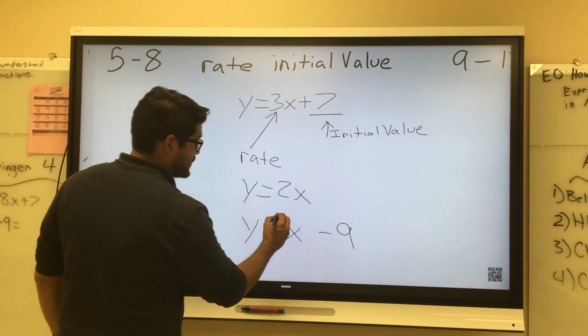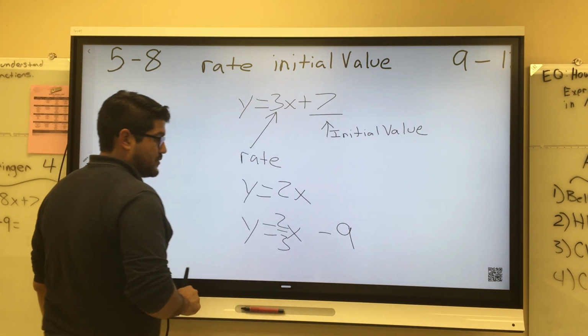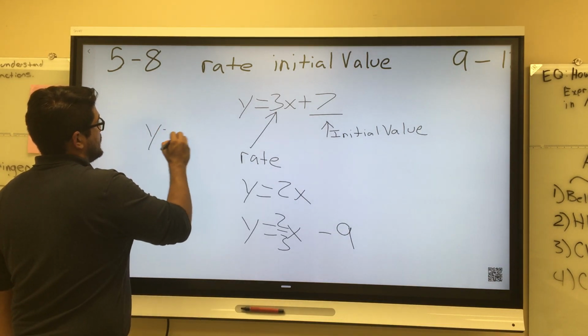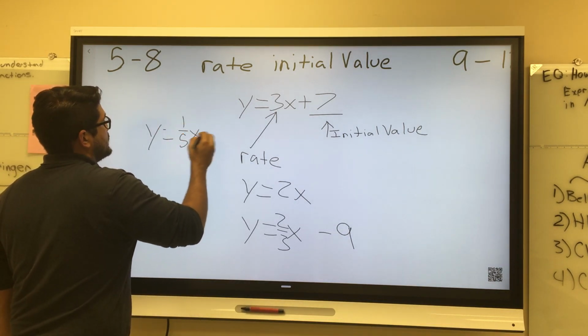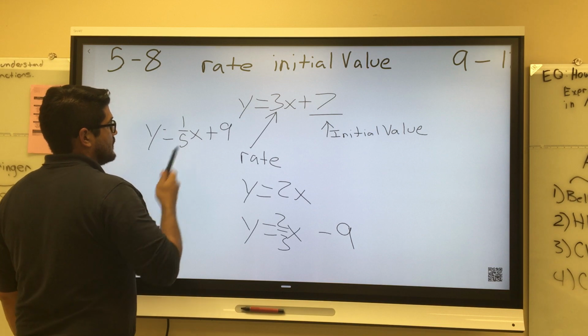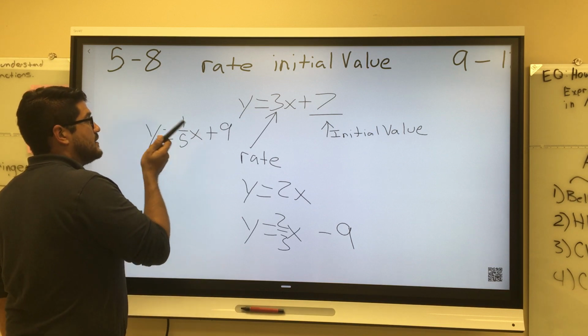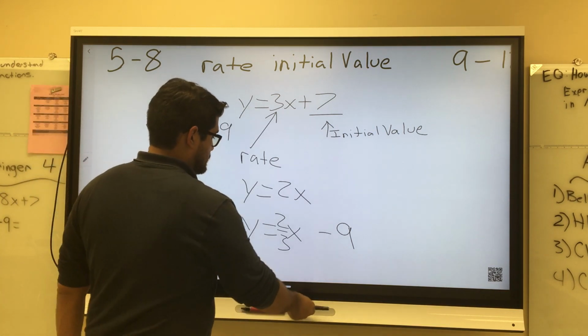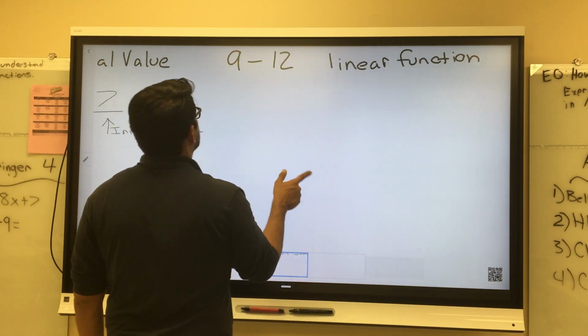There can also be fractions here. What's the rate of this one? 2 over 3. What's the rate of this one? Okay, the rate of this one is 1/5, and what's the initial value? 9. All right, so that's what these are about.